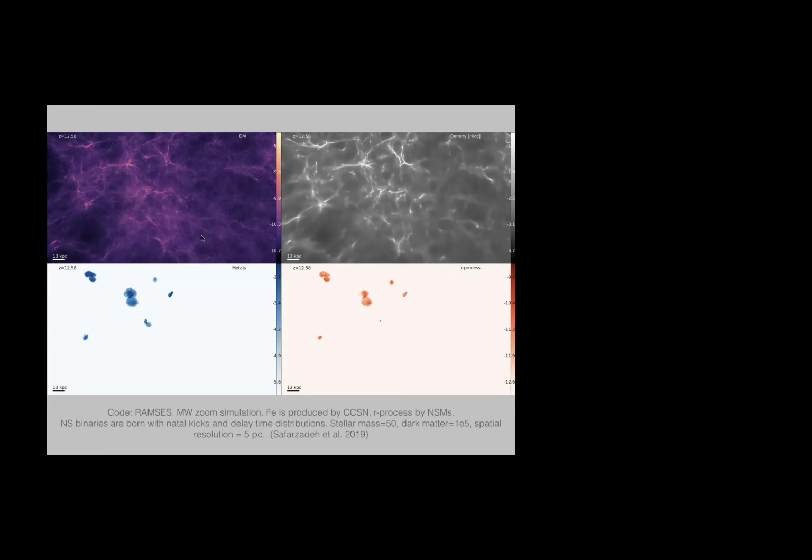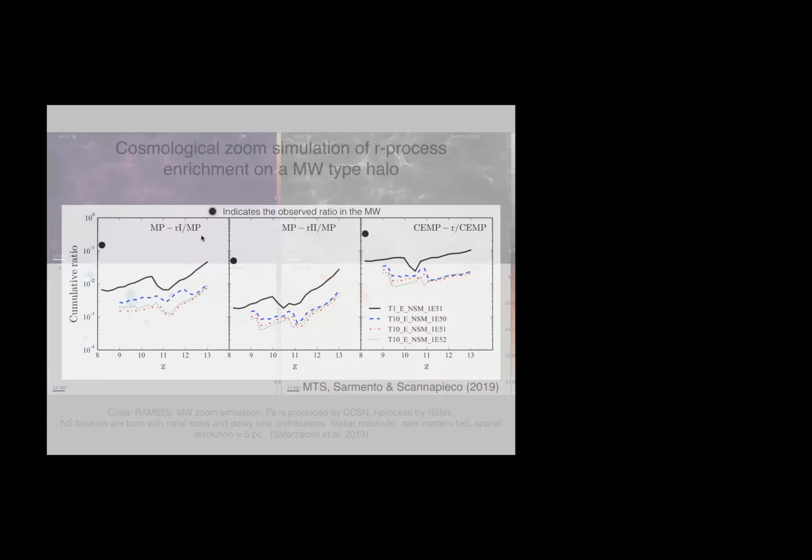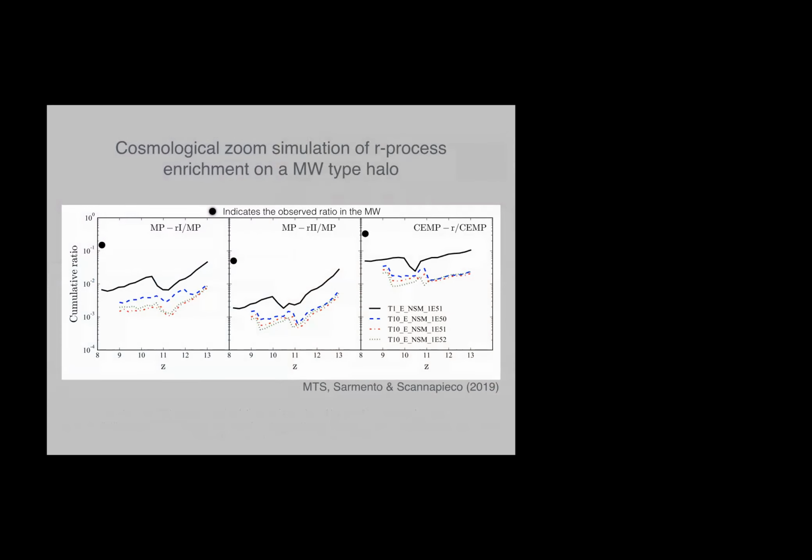In any case, when you analyze the data in the simulation, you will realize that there is a mismatch with the observed ratio. So what am I showing? This is the redshift evolution of the fraction of metal-poor stars that are r-process enriched. The observed fraction is shown with black circles, and the lines show the fraction that I get from my simulations.